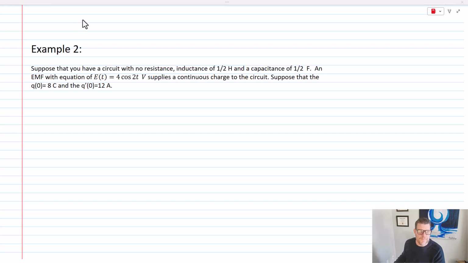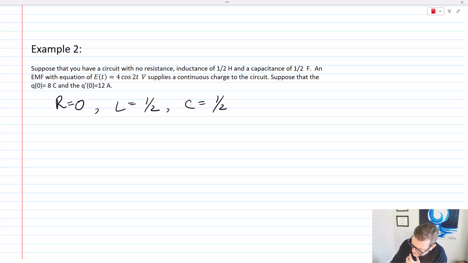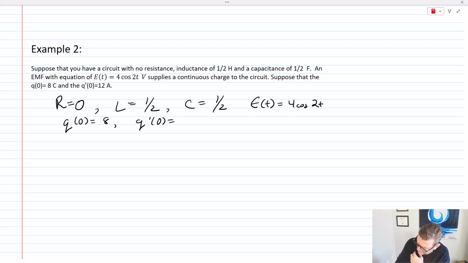Let's take a look at the second example. Let's suppose that we have a circuit with no resistance, inductance of 1/2 henries, and a capacitance of 1/2 farads. An EMF with an equation of E of t equal to 4 cosine 2t volts supplies a continuous charge to the circuit. And we suppose that Q of 0 equals 8 coulombs and Q prime of 0 equals 12 amperes. So now we have R equals 0, L equals 1/2, C equals 1/2, and E of t, my EMF, equals 4 cosine 2t. We also have Q of 0 equal to 8 and Q prime of 0 equal to 12.